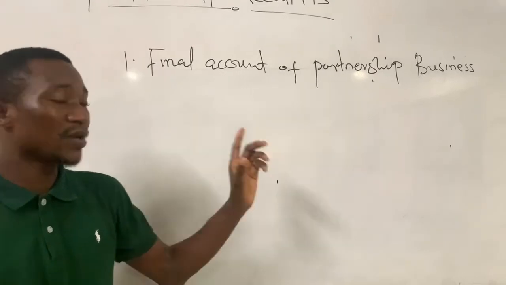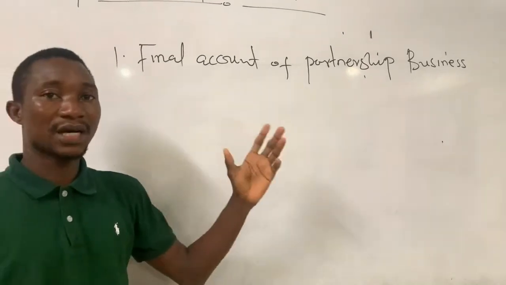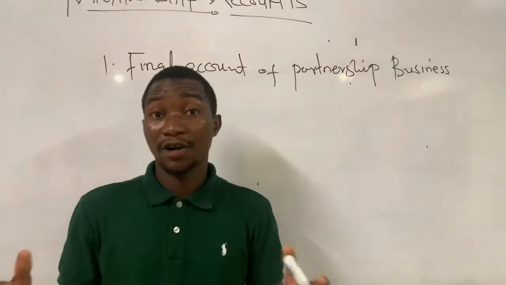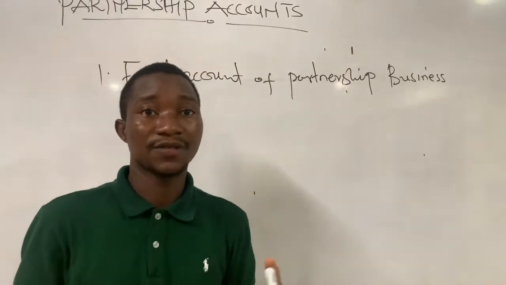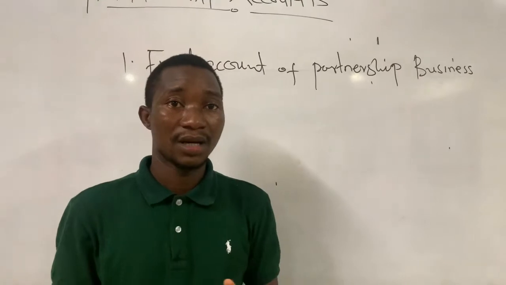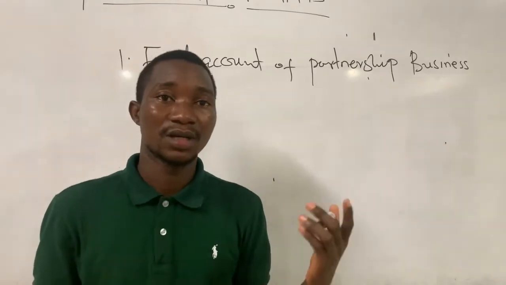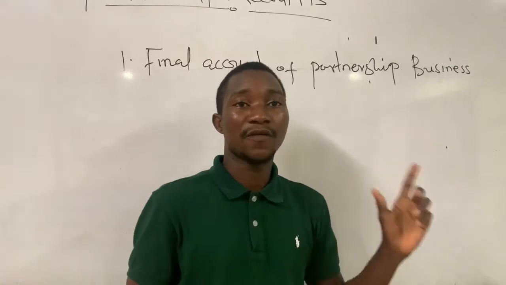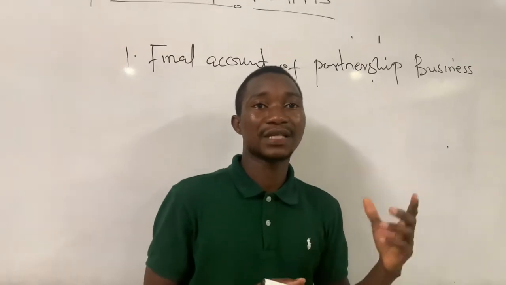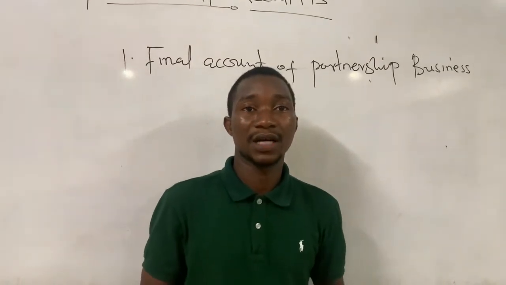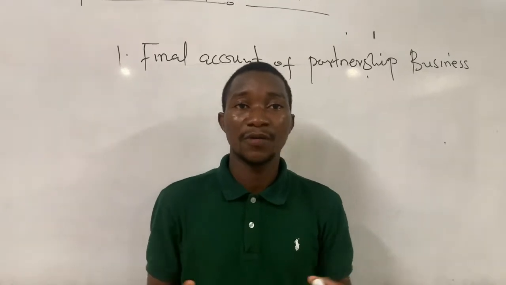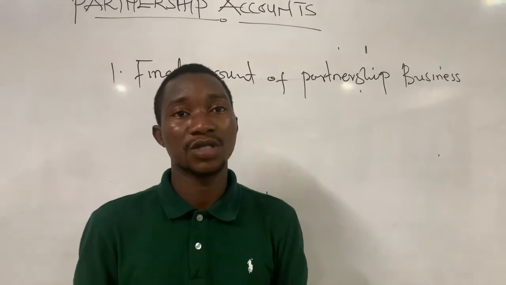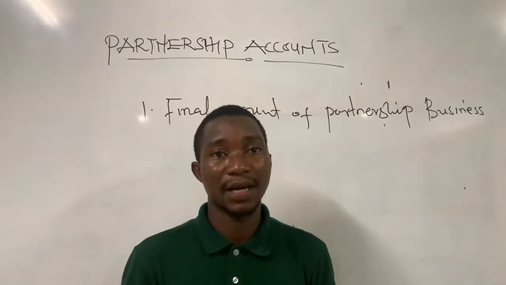But the trading account and the profit and loss account are like those of the sole trader, so we are not going to look at those. I've made videos on sole traders. The new thing here is the profit and loss appropriation account, so we are going to tackle it. We use the profit and loss appropriation account to share the profit or loss made on the partnership business among the partners.